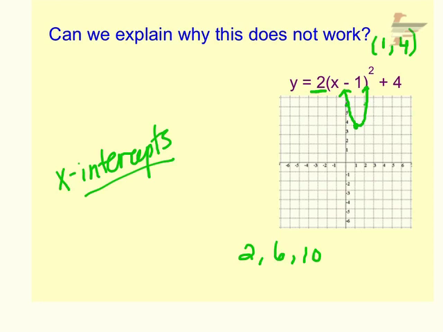Well, you can see it's not crossing the x-axis at all. So there are no x-intercepts. That's why, when we tried to solve for x before, we weren't able to. So we're going to solve for x, but we have to bring in this new concept.